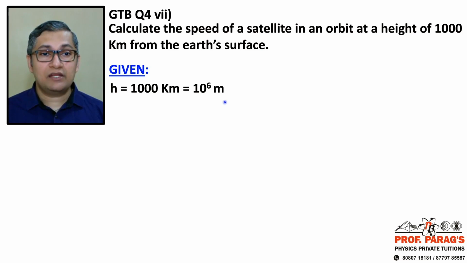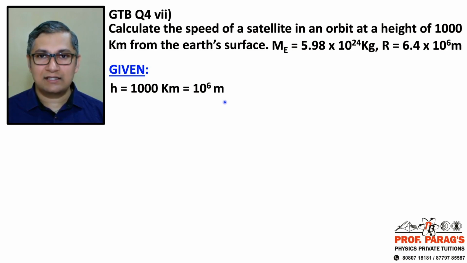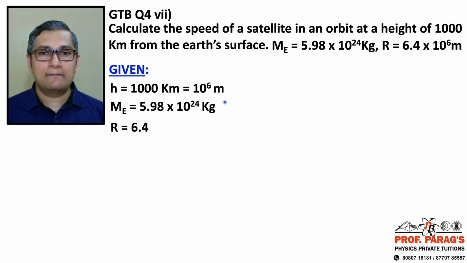So we need to find out the speed. The other constants have been given to us. This is the textbook question, so they are giving us the constants. Usually they don't give us such constants in the exam, especially in the entrance exam. So you need to memorize these numbers. ME has been given to us as 5.98. We can round it off to 6 as well in the MCQs, but right now we'll take it as 5.98 into 10 raised to 24 kg. And capital R is the radius of Earth, which is 6400 kilometers, which can be written as 6.4 into 10 raised to 6 meters.